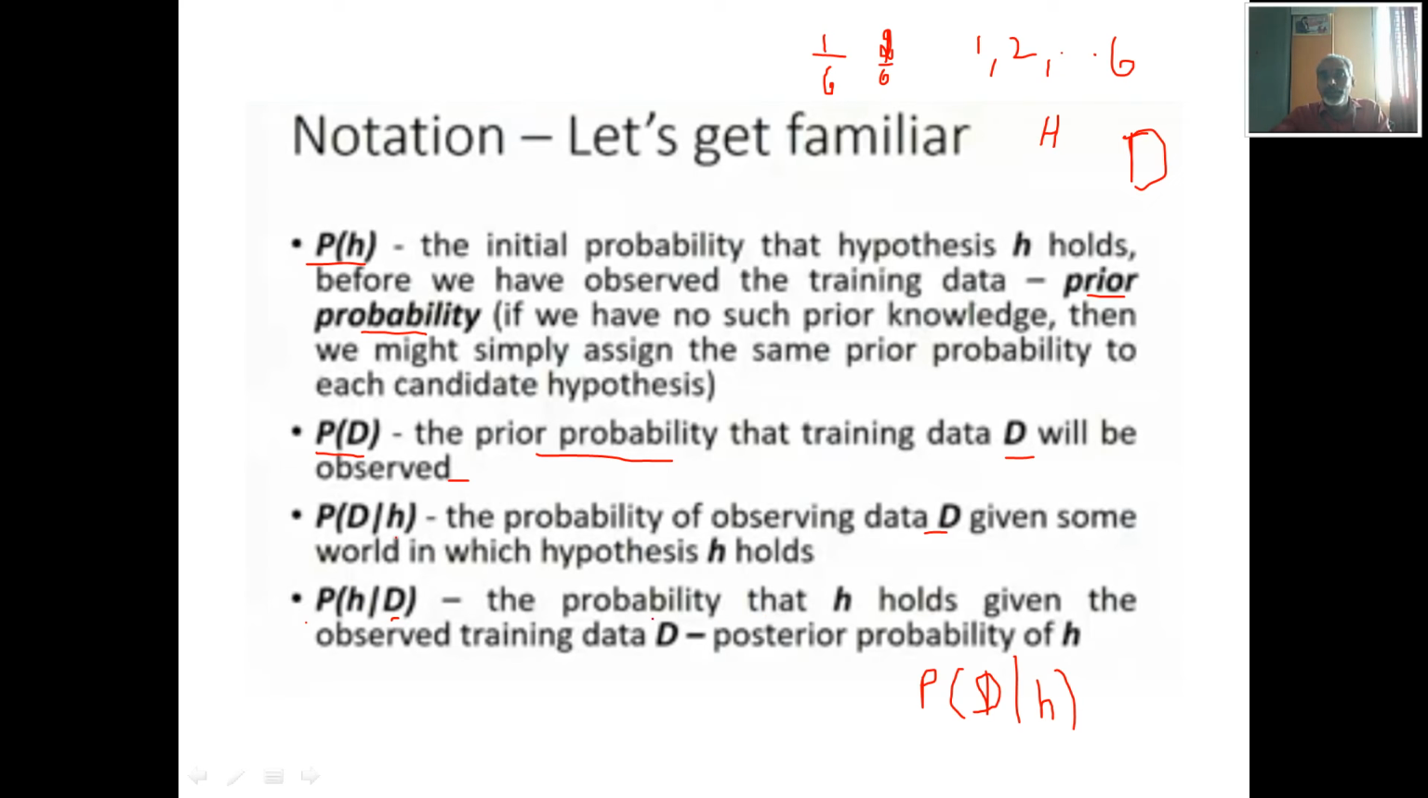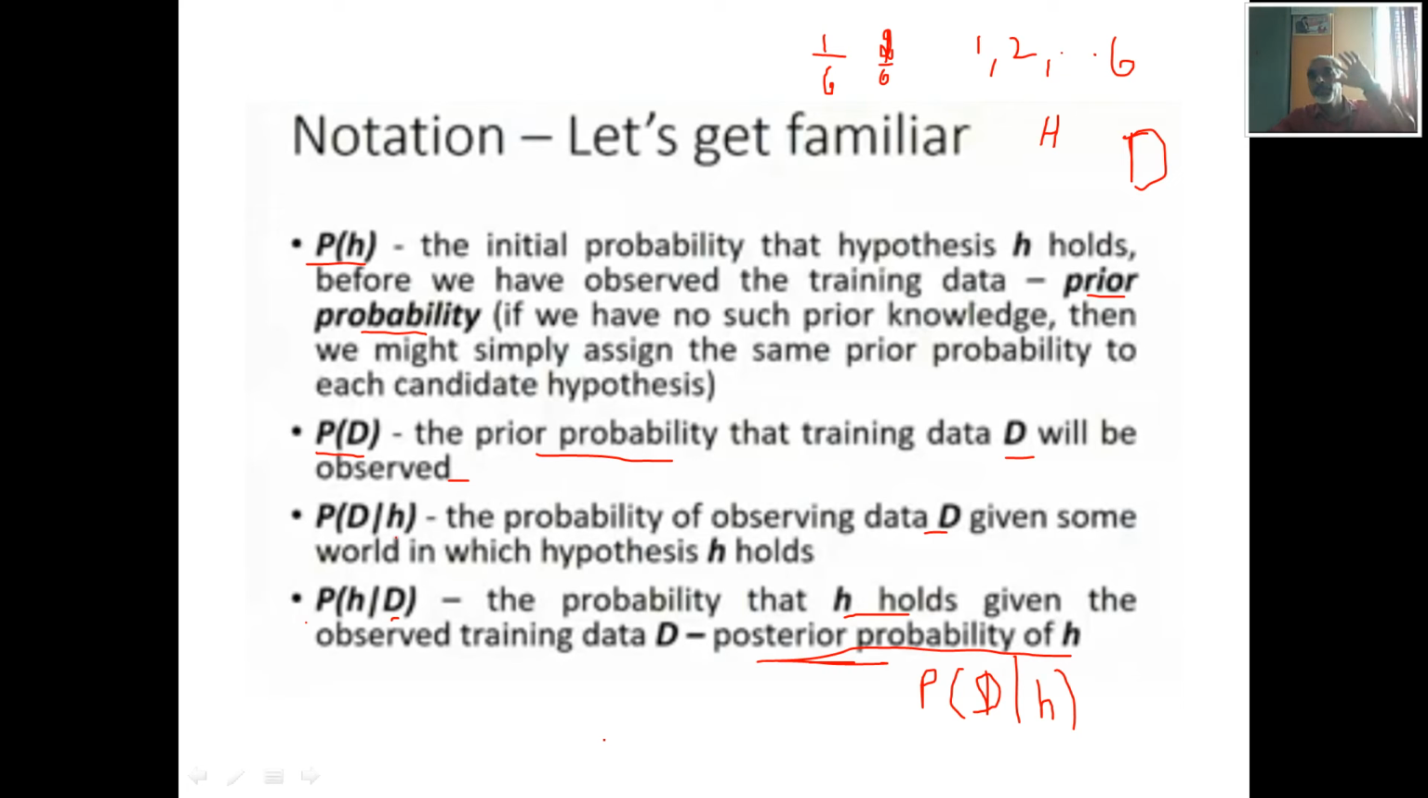The probability that hypothesis H holds given the observed training data, we call it the posterior probability of H. So we are going to call this the posterior probability of the hypothesis. Now you can understand what is required for me to calculate. I want this posterior probability.